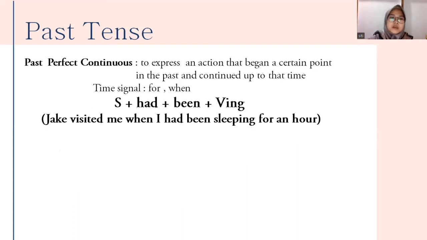And the last is past perfect continuous. Past perfect continuous is used to express an action that began at a certain point in the past and continued up to that time. The time signal is for and when. The form is subject, had, been, and verb ing. For example, Jack visited me when I had been sleeping for an hour.